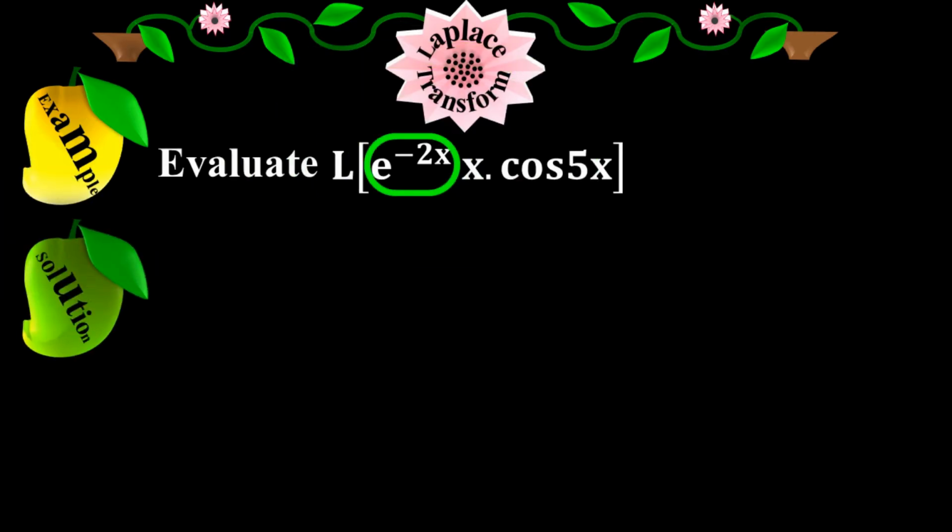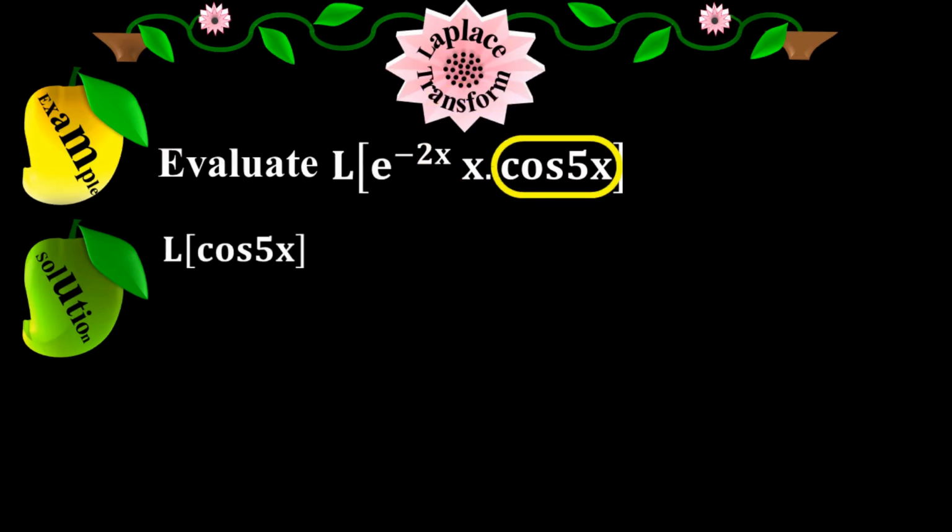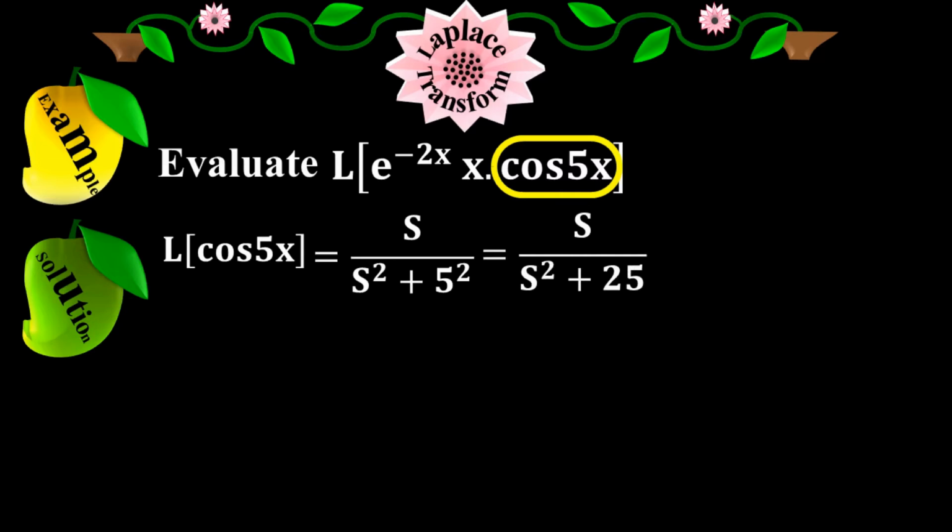Solution. First function times second function times third function. Let me do the Laplace process individually for all the 3 subfunctions. First, I'm going to take cos 5x. Laplace of cos 5x equals s over s square plus 5 square. I apply the fourth elementary condition here, where my constant a is 5, which equals s over s square plus 25. Now I'm going to take the Laplace of x times cos 5x.